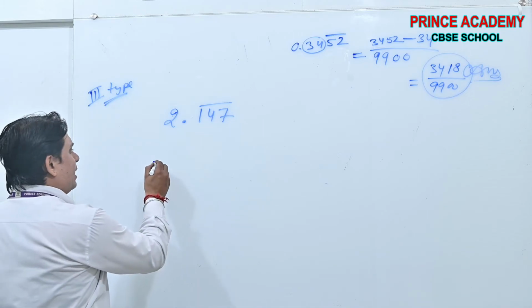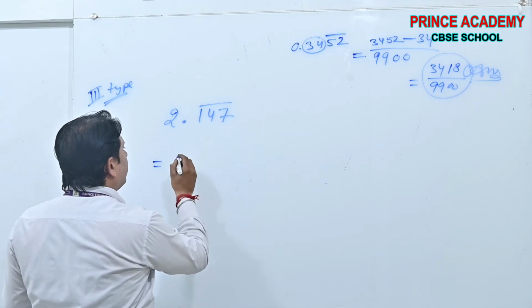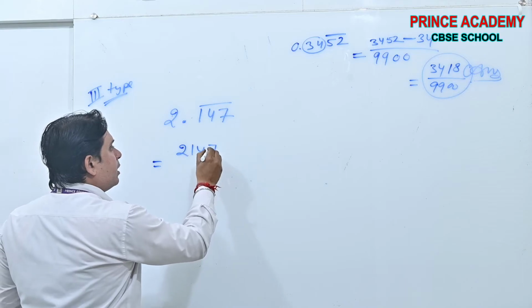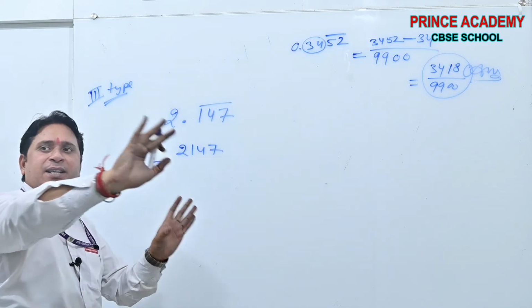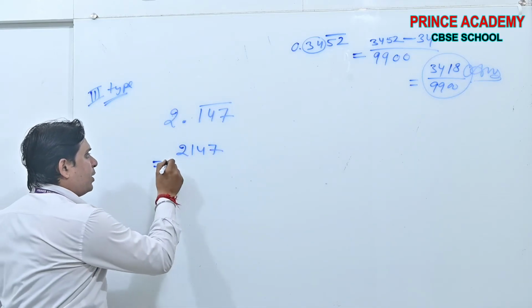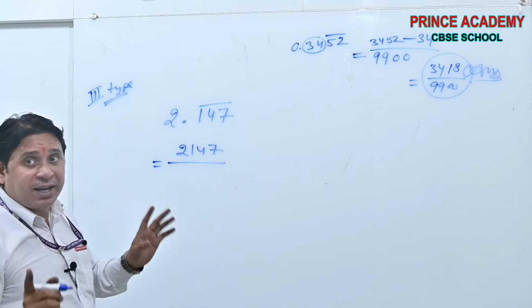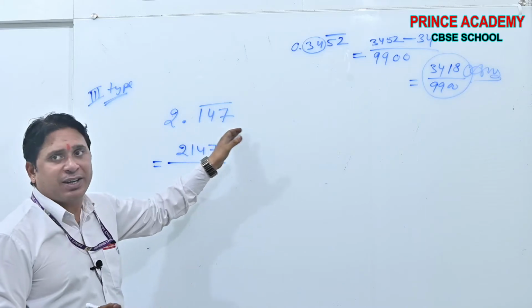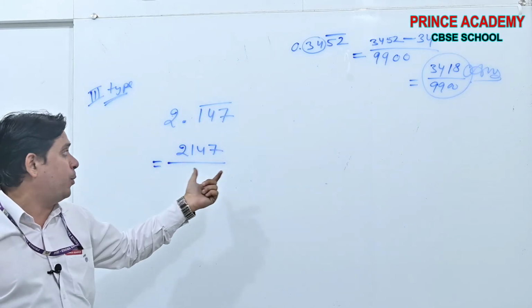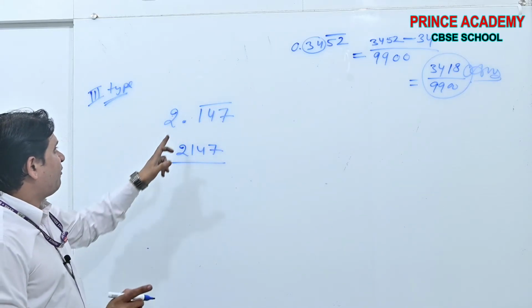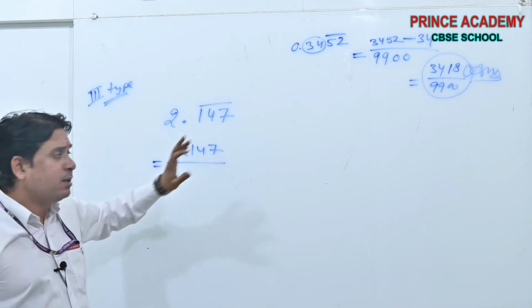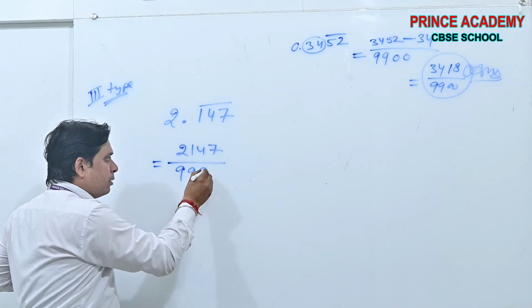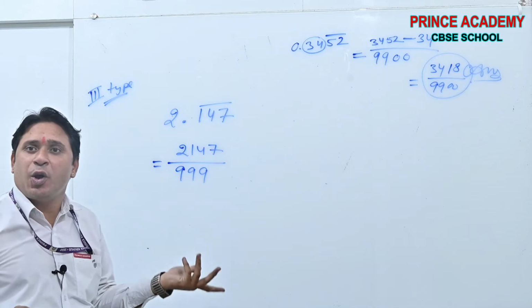So simple beta. Write the number as it is, whatever the number is, write it as it is. Now the denominator. See beta, the denominator is dependent on the after decimal portion. After decimal, what is the portion? The denominator is dependent on that. After decimal, 3 digits are repeating. And nothing is non-repeating, leave it.